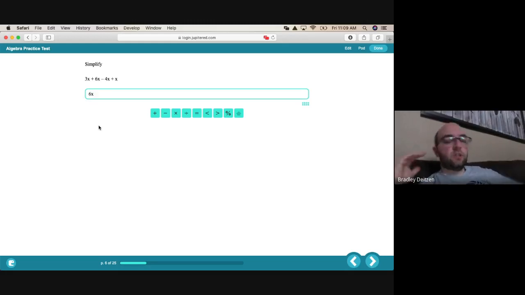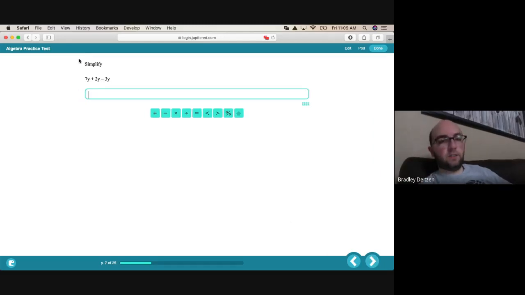You're taking the problem and making it easier to read, or putting together the things that can go together. Okay, next, same thing. We have just the letter y in all of these, so we can just combine like normal math. 7y plus 2y, that's 9y, minus 3y equals 6y. I should say minus 3y. If that was just a minus 3, we couldn't combine it.